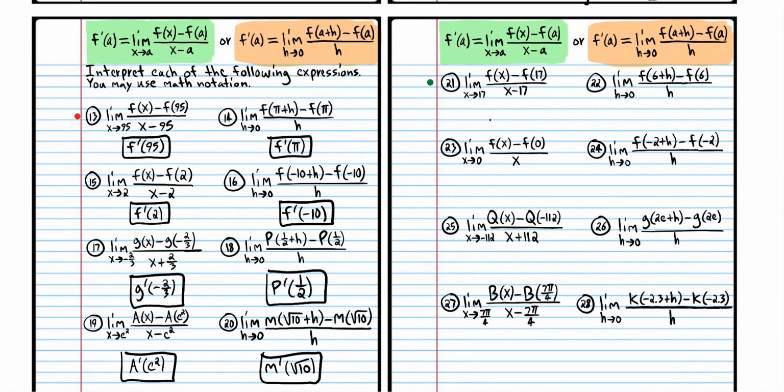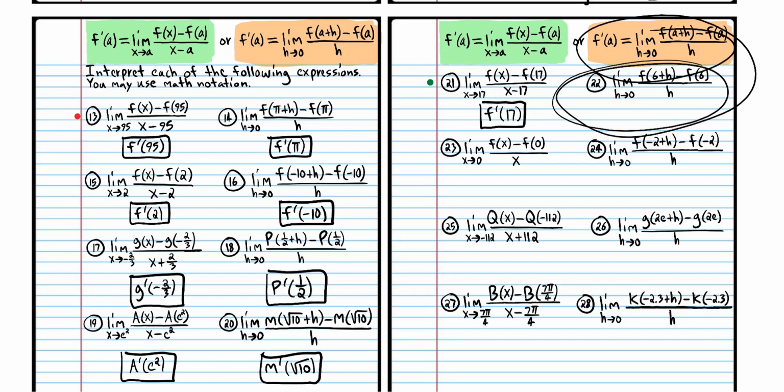Okay, we're back. So that expression represents the derivative of the function when x is equal to 17. So if you got that right, excellent. So this expression over here is based on the orange formula. So try number 22. When you come back, we'll do it together. Okay, we're back. So that expression represents the derivative of the function when x is equal to 6. So if you got that right, excellent.